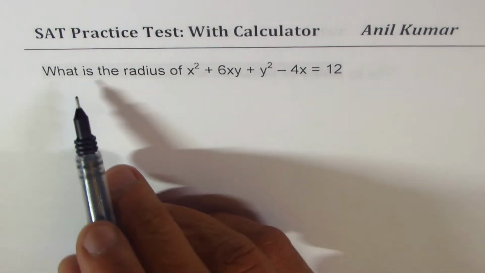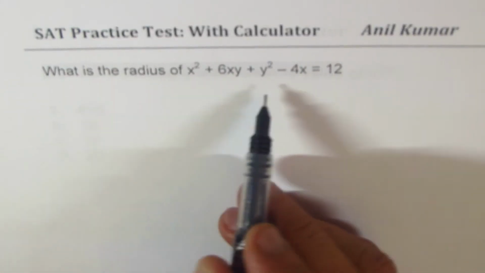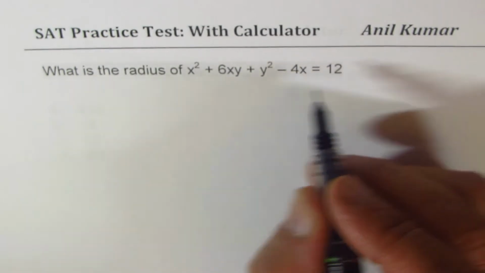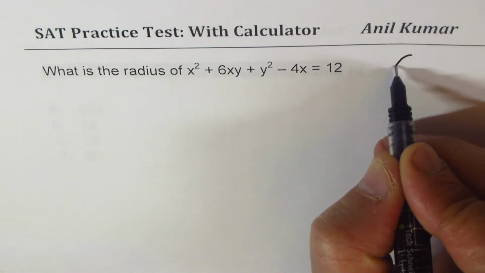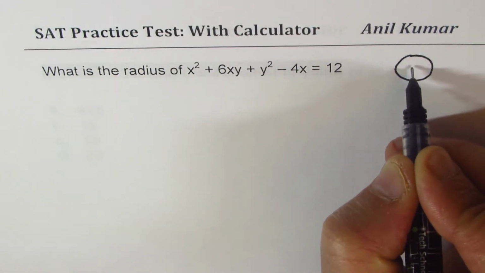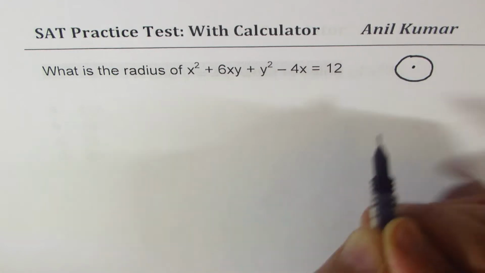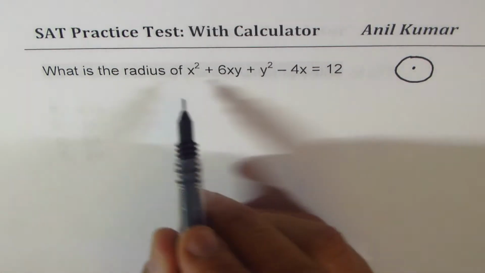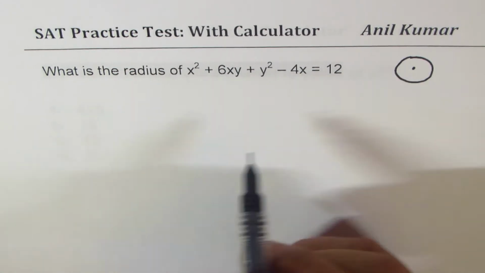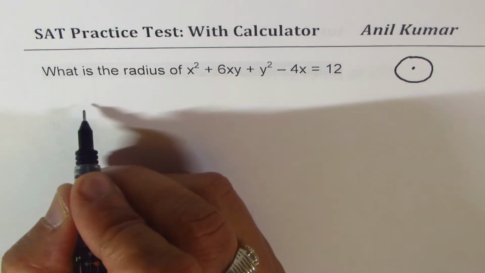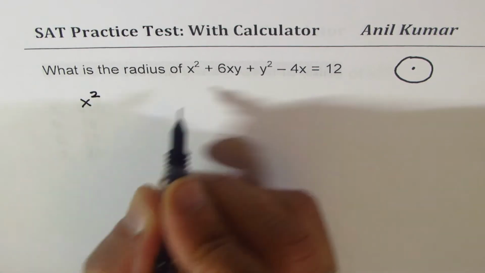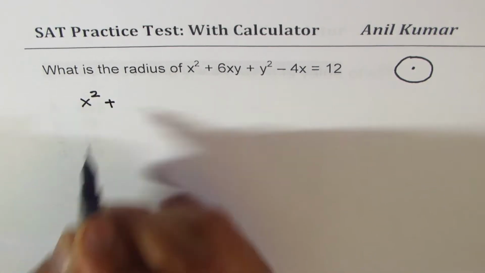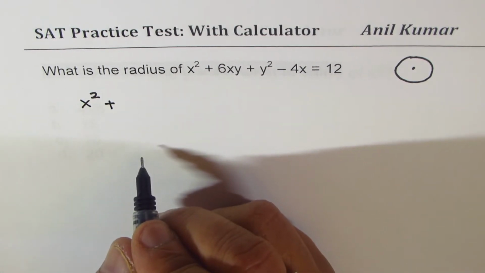Here, what is the radius of the given equation? This equation is for a circle, correct? This is for a circle whose center is not at the origin, right? Now let us see how to find the radius of such a circle. Let's rewrite the equation. The concept is to complete the squares. That is the concept in solving such questions.